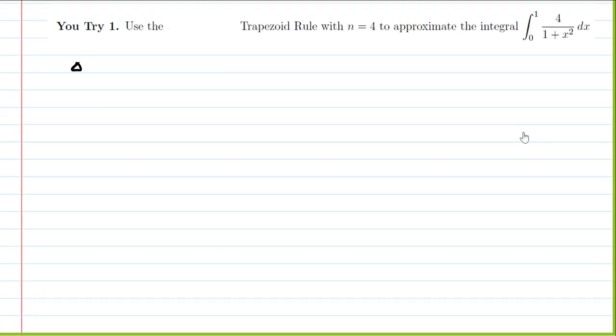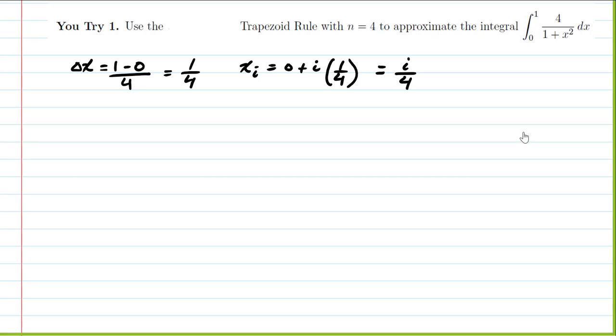First thing we're going to calculate is delta x, which is b minus a over n. So 1 minus 0 over 4 gives us 1/4. And our x sub i is going to be a plus i delta x. So 0 plus i times our delta x, which is 1/4. So we're going to get i divided by 4.